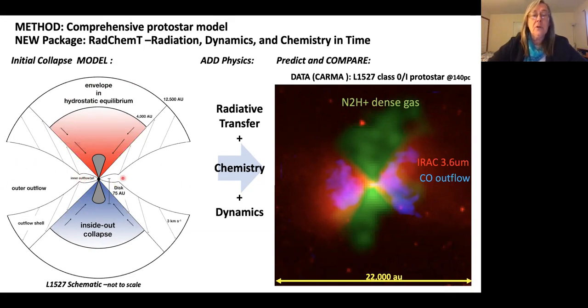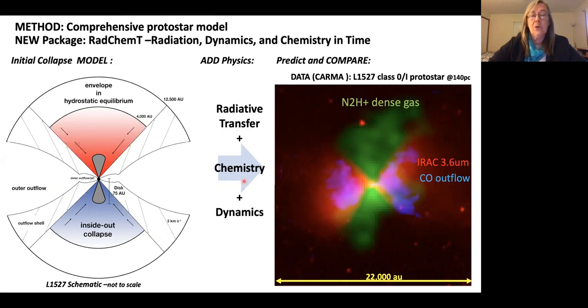The data show there's a jet in the inner 75 AU, and outside this region, there's a low density outflow cavity. Surrounding the outflow cavity, the data also show that there's an outflow shell moving outwards at about 3 kilometers per second. To determine the temperature, we use Monte Carlo radiative transfer, using a 3 solar luminosity protostar.